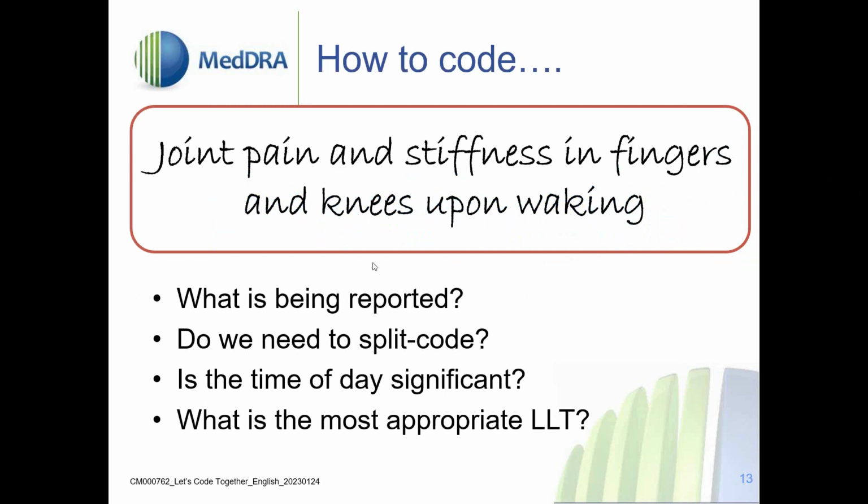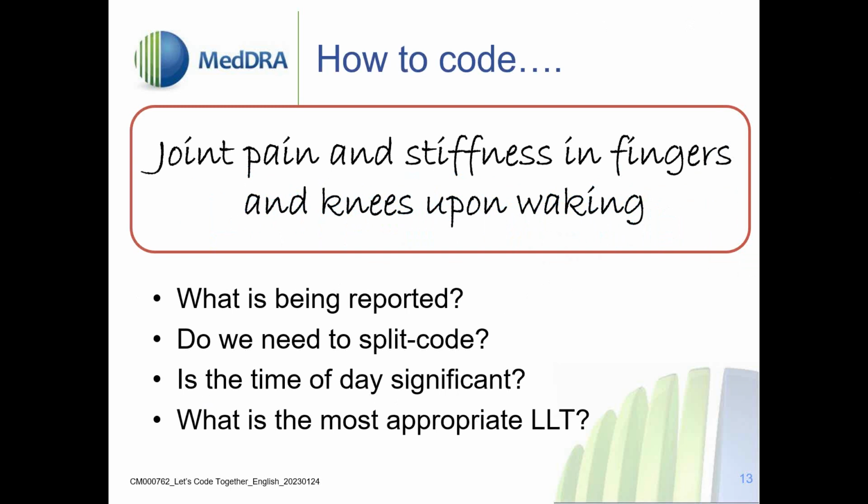Okay, so let's start with the 4 examples which we carried forward from the last session. Here it is reported that the patient suffered joint pain and stiffness in fingers and knees upon waking. So what is being reported here? First, we have to be very clear about what has been reported here. And we have to ask ourselves if we need to split code, if we have to assign more than one code, and also have to decide whether the time of the day that is reported here, that is upon waking in the morning, is significant.